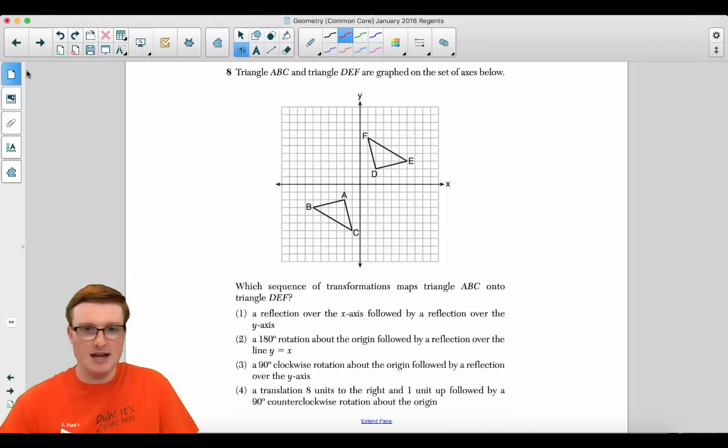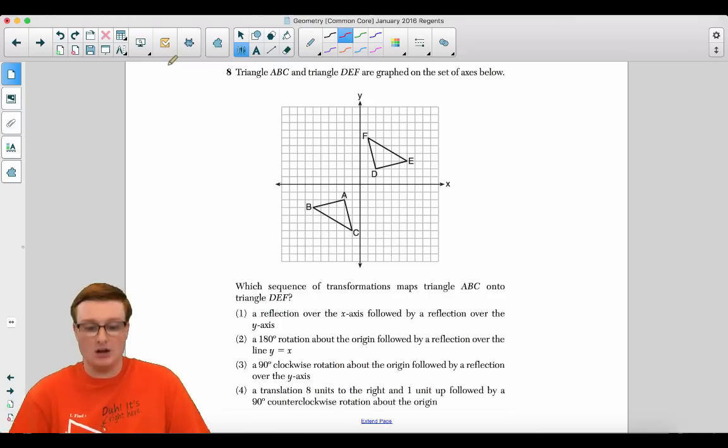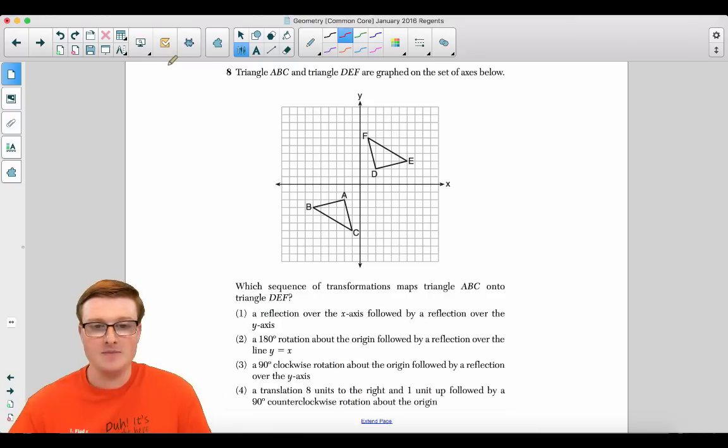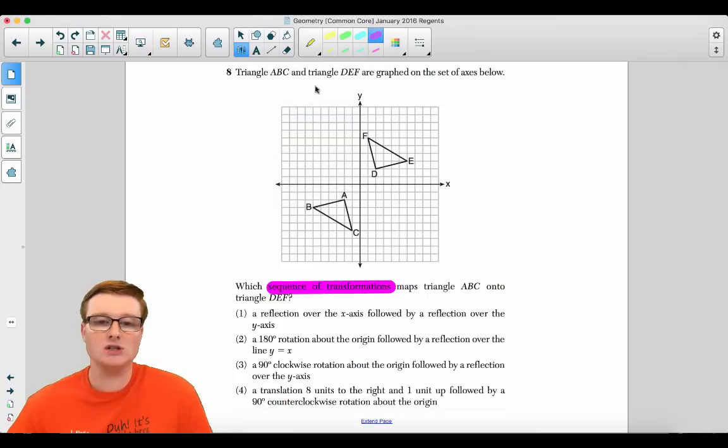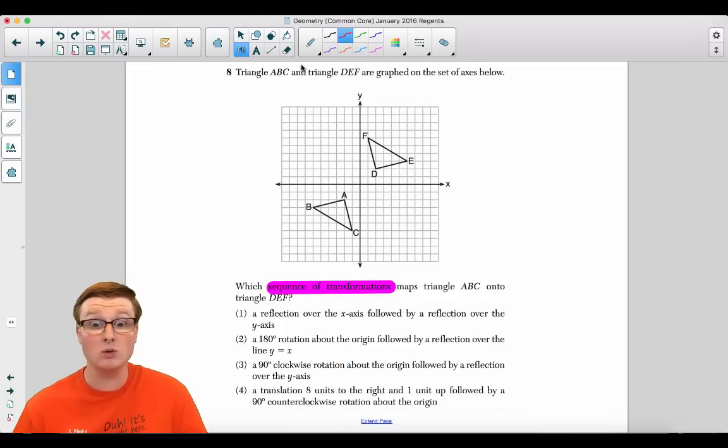Moving on to question number 8. Triangle ABC and triangle DEF are graphed on the set of axes below. Which sequence of transformations maps triangle ABC onto triangle DEF? Now, the key word here is sequence of transformations. When I first looked at this question, I said, oh, got to be a rotation of 180 degrees. Yeah, that's true, but that's not a sequence of transformations. So we need to figure out which one is correct.